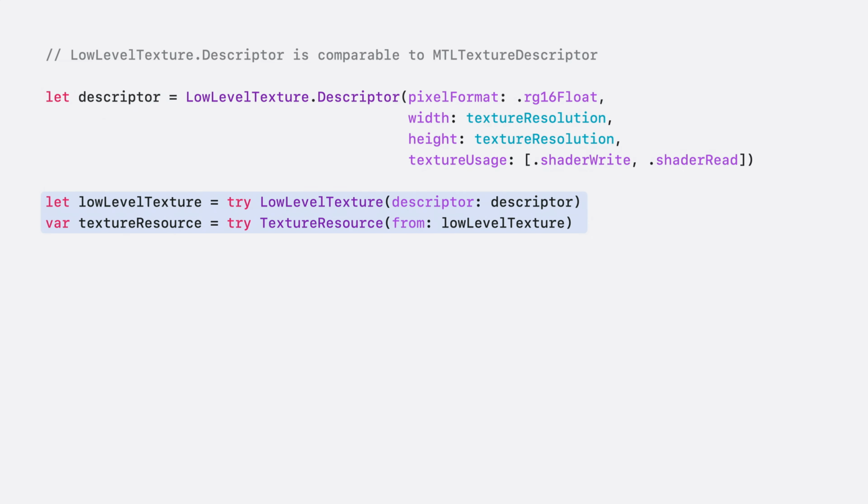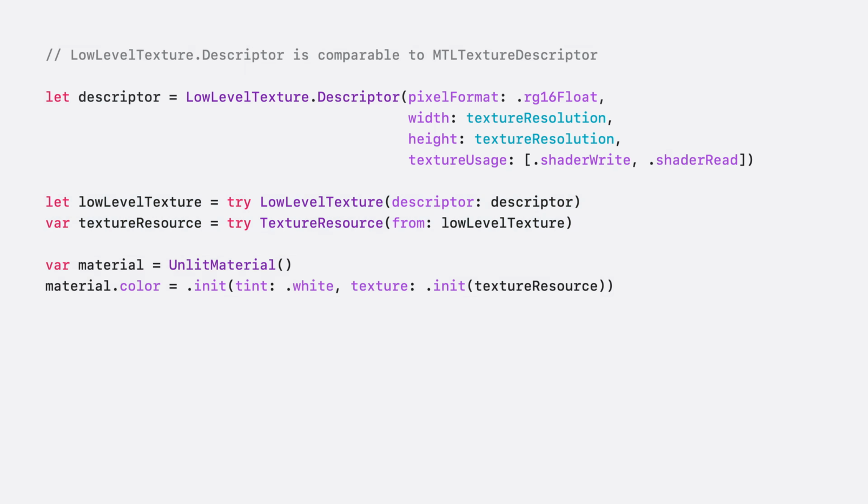You can initialize a low-level texture from the descriptor. Then, create a RealityKit texture resource from the low-level texture. Now, you're ready to use this texture with a material.